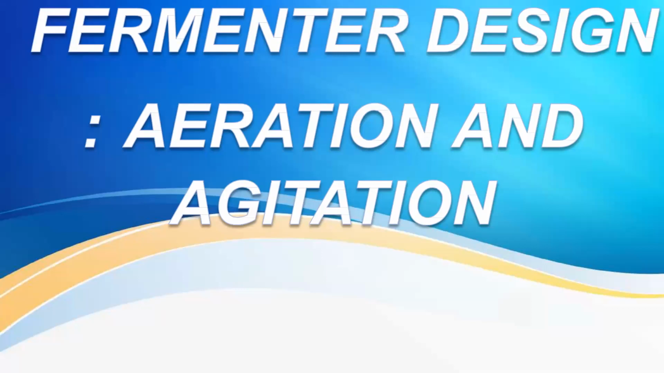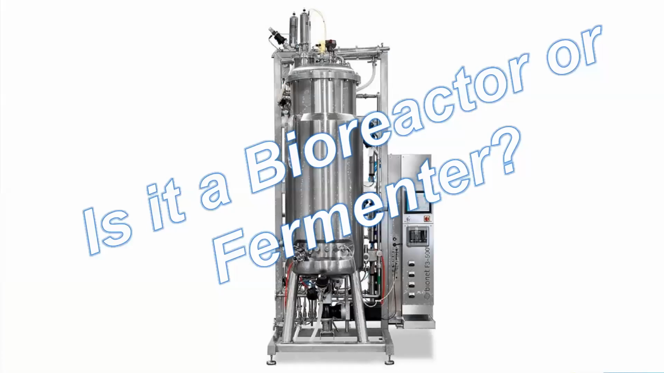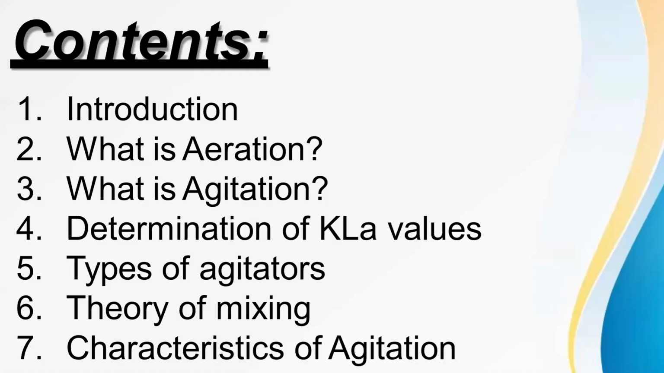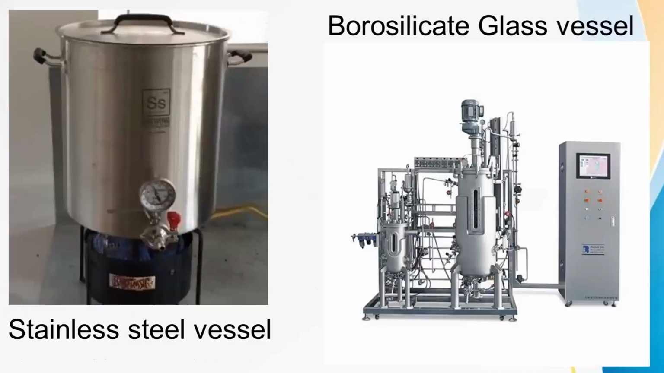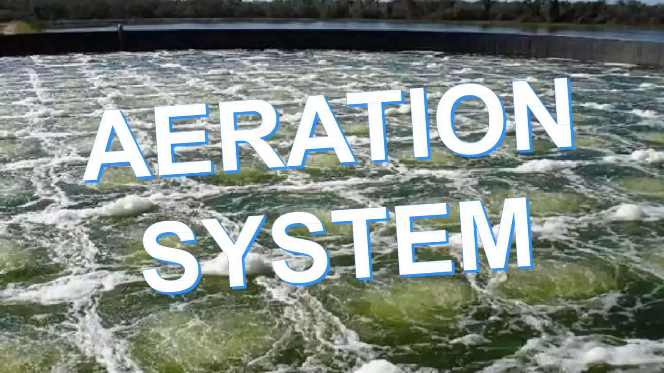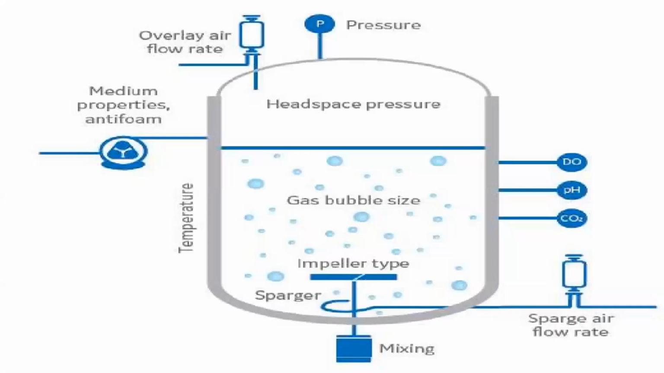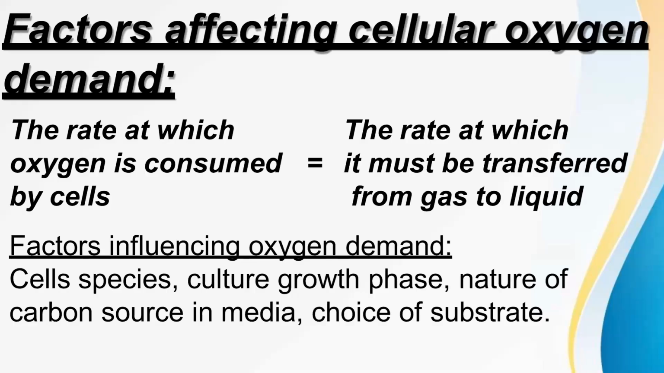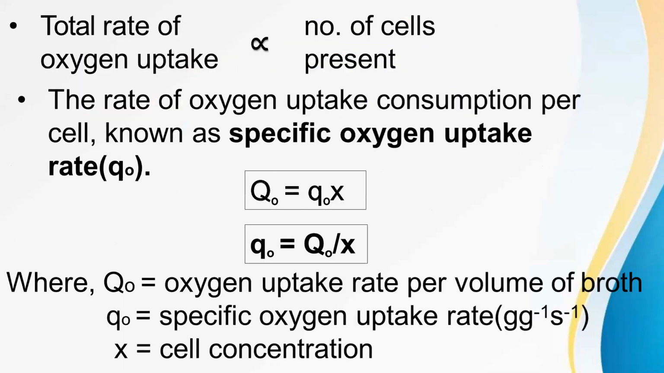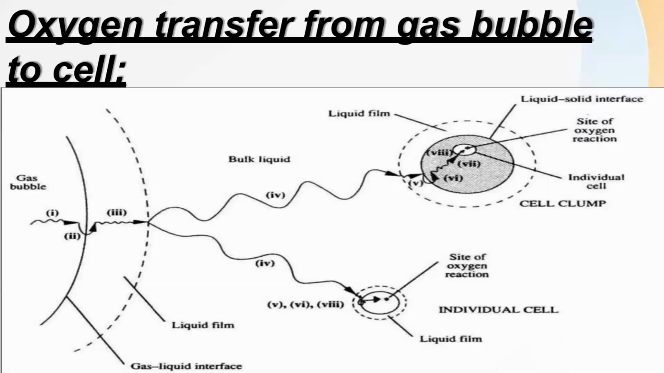Okay, so let's quickly recap what we have seen yesterday. We were talking about aeration and what are the types of spargers available to induce aeration, then factors affecting the cellular oxygen demand, and then we have seen what is specific oxygen uptake rate, OUR, as we call it. Now I told we will be talking about oxygen transfer from gas bubble to a cell. That is, you have your sparger which has sent you a bubble of oxygen.